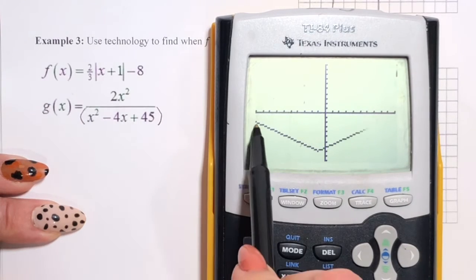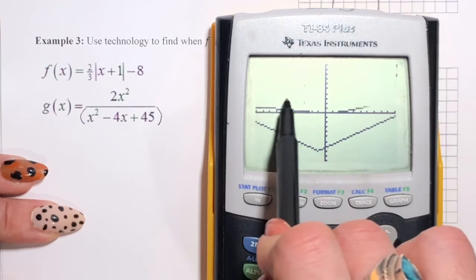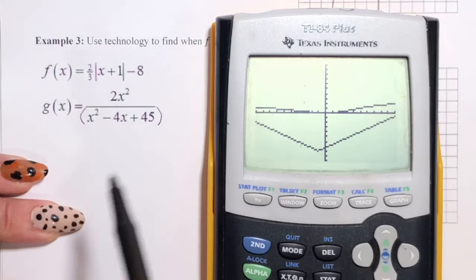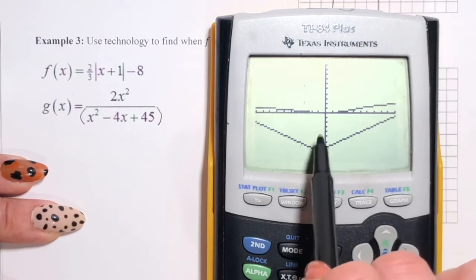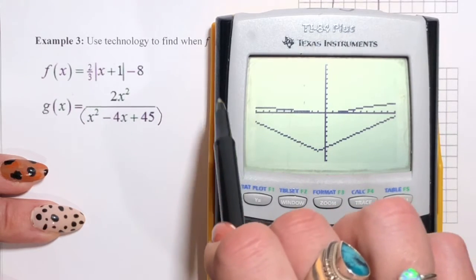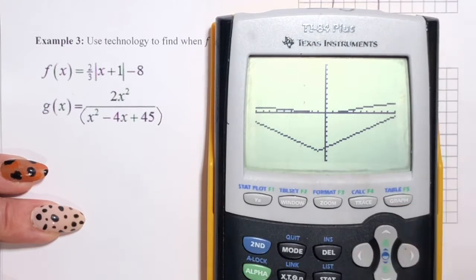So here is that absolute value function doing that V shape. And then here comes our rational. We get kind of a funny little swoopy shape. So notice in my window right now, nothing is intersecting. So I think these 2 intersect off of where our screen is showing, somewhere over here and somewhere over here. So we need to make our window wider.